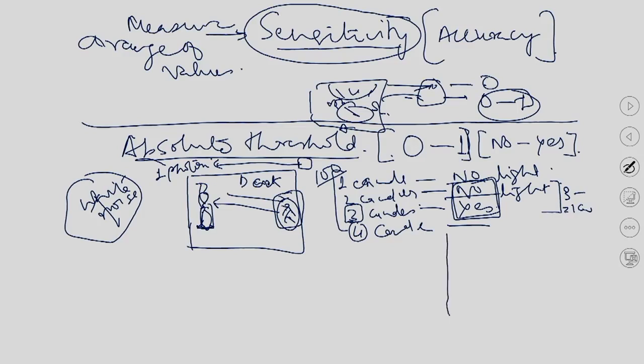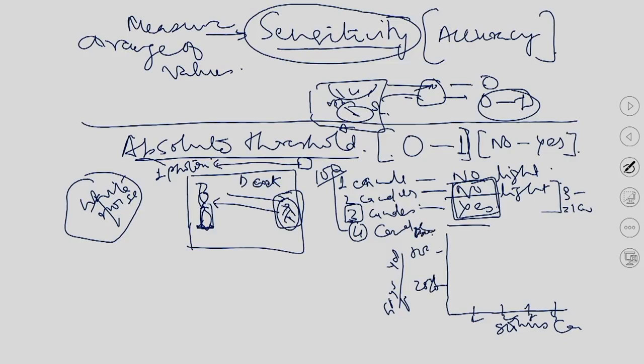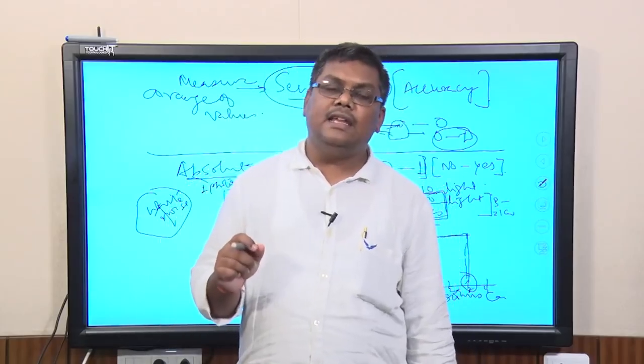Absolute threshold is generally measured like this: if this is my stimulus intensity, or the number of candles, this is 1, this is 2, this is 3, this is 4, and this is my percentage of saying yes to candles. This is 25% of times I say yes, this is 50% of times, and this is 75% of times that I say light, from no light. Assuming that you have taken 100 trials of this experiment, the number of candles at which 50% of the time people say that they see light from no light is what is called the absolute threshold.